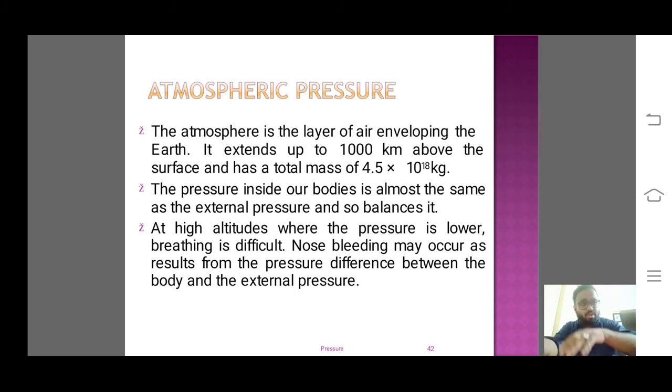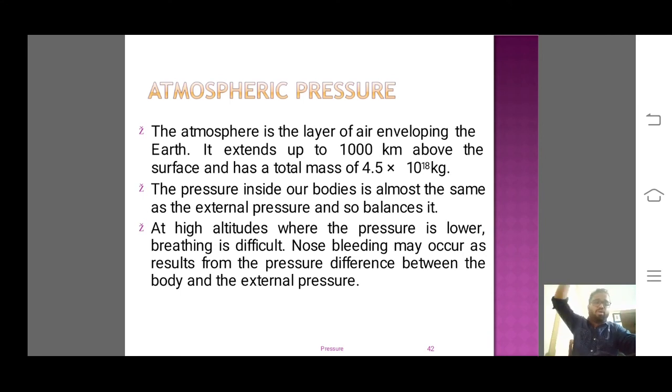We don't fall to the ground, because the pressure we are getting from outside and the pressure we are giving from inside are the same. So as a result, we don't fall to the ground. And at high altitudes, point number 3, which is very important, the pressure is lower. Since the pressure is lower, breathing is difficult. So nose bleeding occurs as a result of the pressure difference between the body and the external pressure.